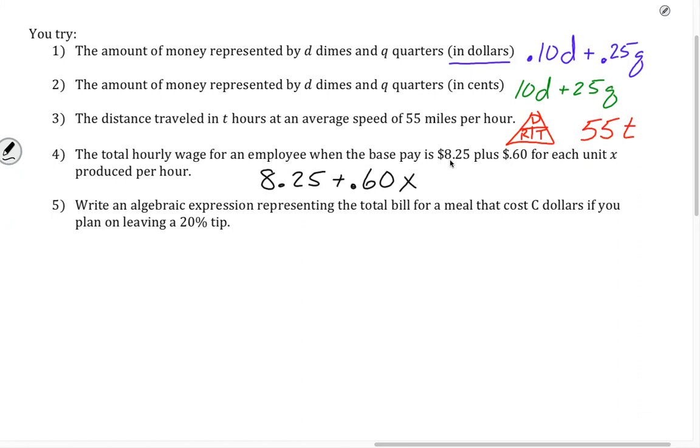Finally, write an algebraic expression representing the total bill for a meal that costs c dollars if you plan on leaving a 20% tip. The meal costs c dollars, and the tip is on top of that, so we're going to add 20% of my bill. My bill is c, so I have c plus 0.20c. And Harmon doesn't like this, so I would write it as 1.20 or 1.2 times c. Well, there you have it.